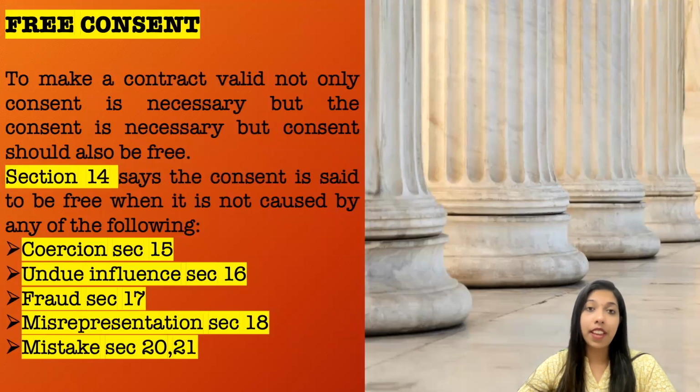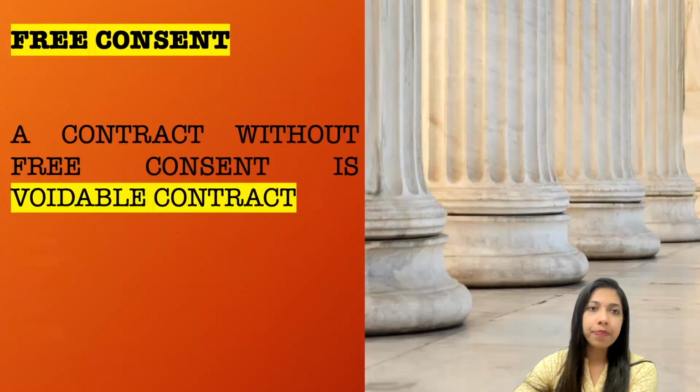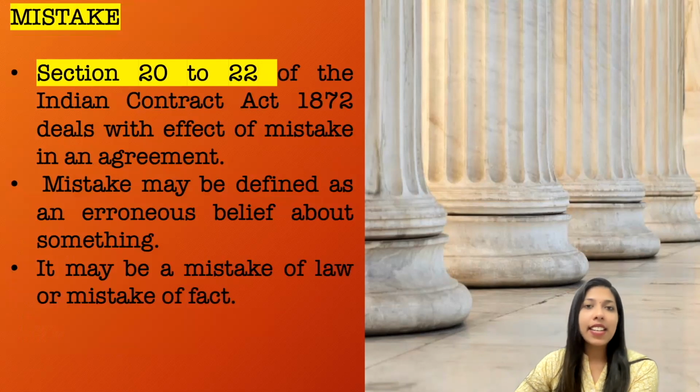If any of these elements are present, like coercion, undue influence, fraud, misrepresentation, or mistake, we can say that there is no free consent. That means the particular consent is not free in nature, and the effect of this particular agreement is that it is a voidable contract. And today I'm going to discuss what we mean by mistake.